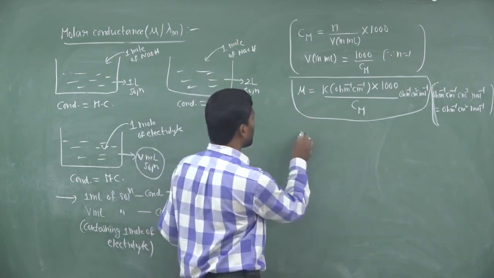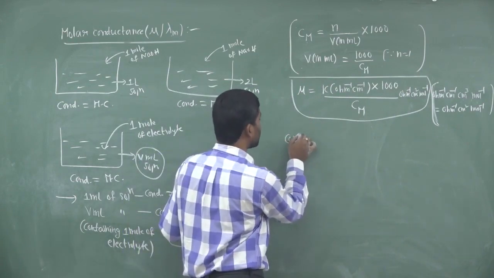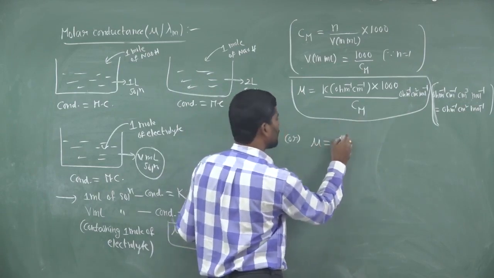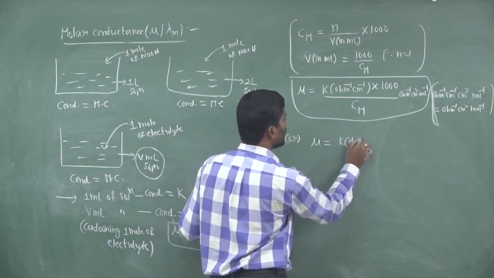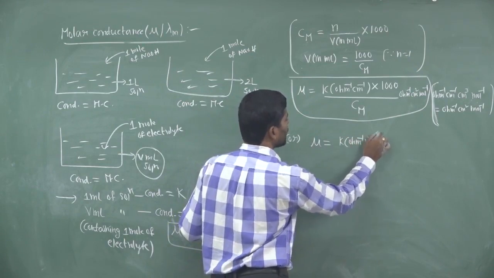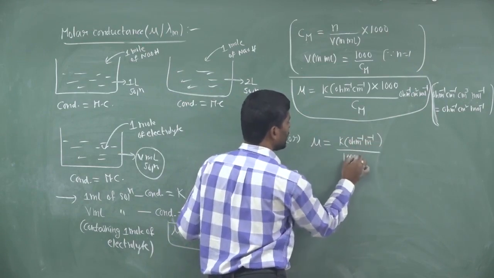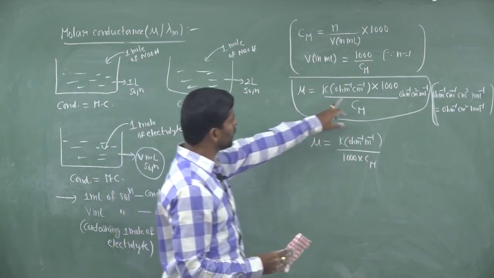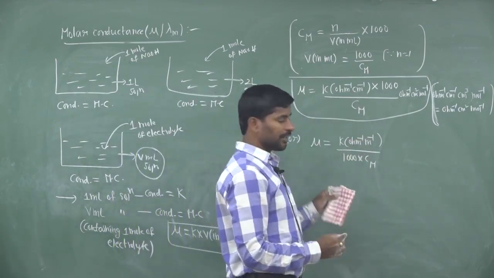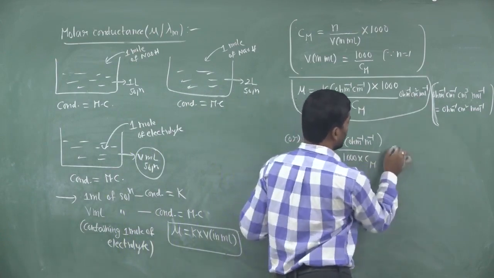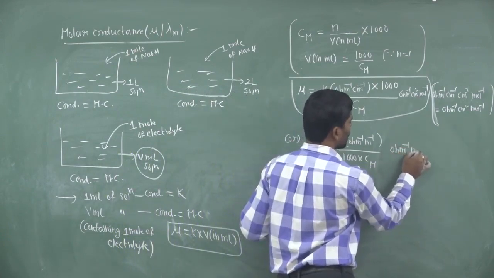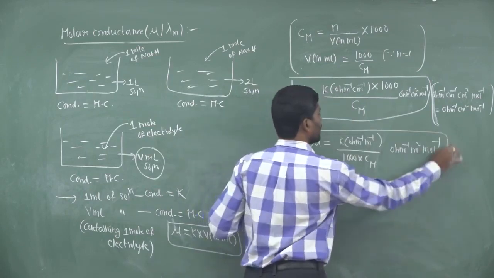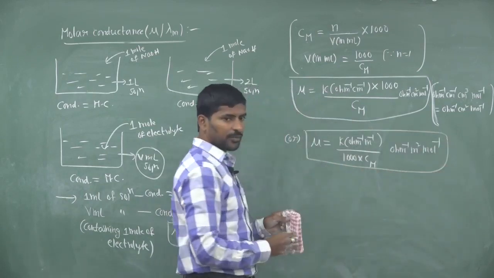If you convert into ohm inverse meter inverse, we get a different expression. I am not giving that conversion; just remember that it is K in ohm inverse meter inverse divided by 1000 into concentration in molarity. If you convert centimeter inverse to meter inverse, we get ohm inverse meter square per mole.